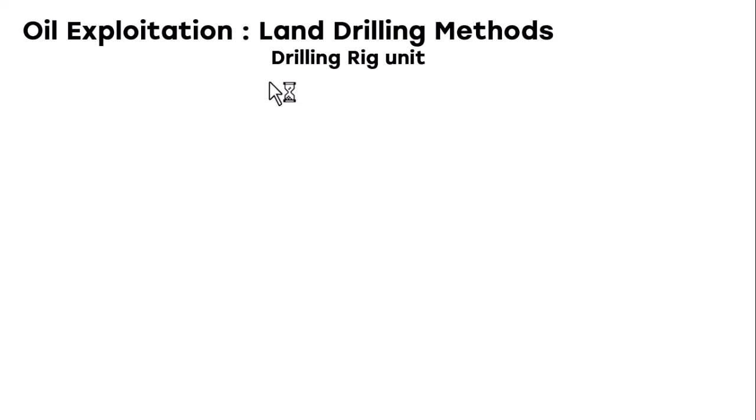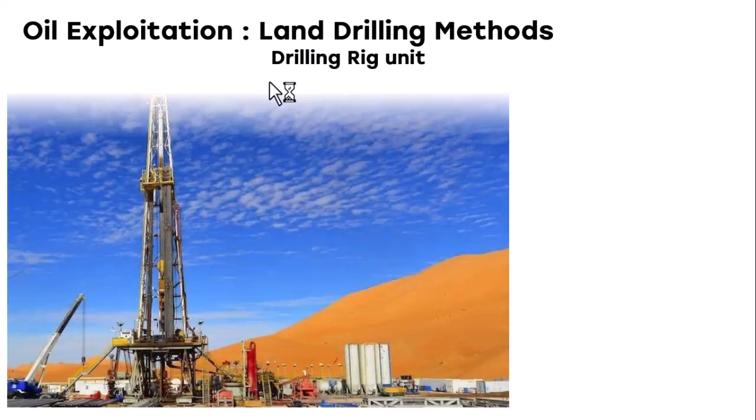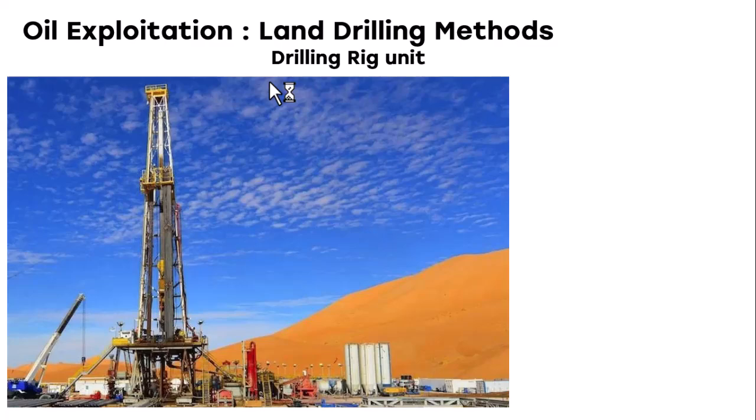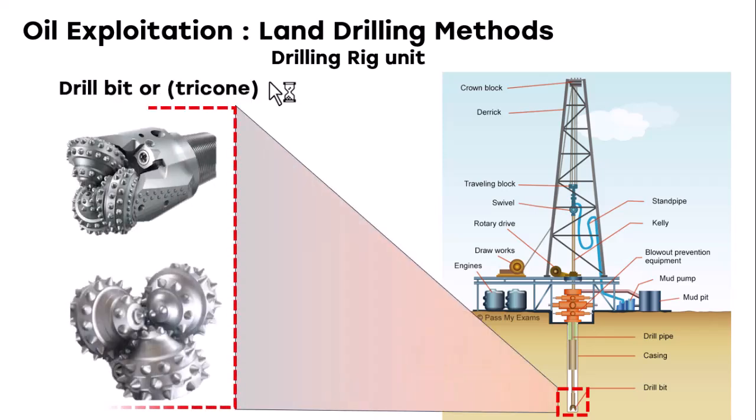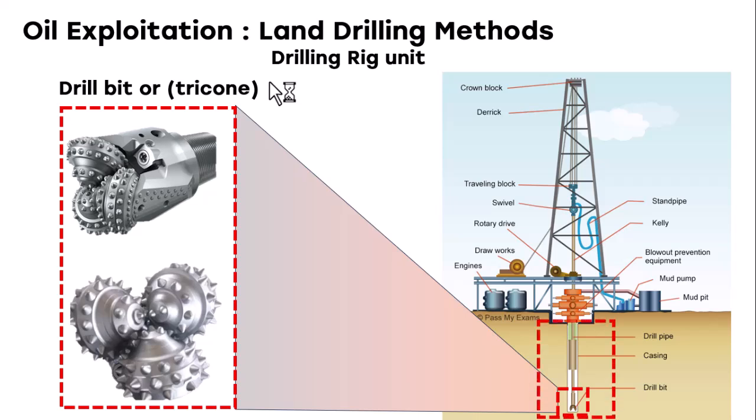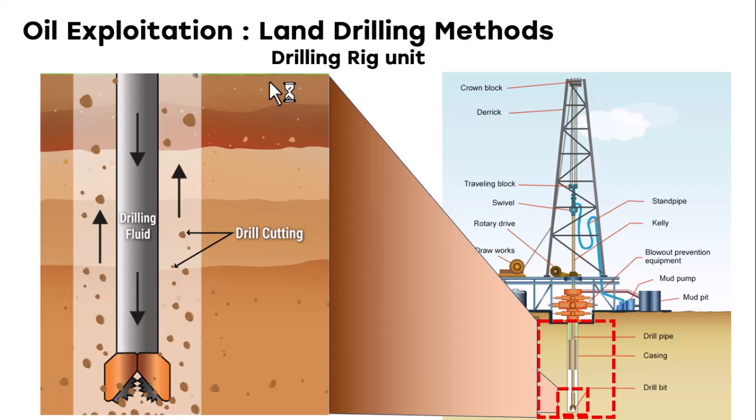Well drilling methods. Drilling rig units. In this image we can see a drilling rig. The most important part in this drilling rig is the drilling bit. This head is used to drill the earth layers. We can see this section. In this section we use the drilling fluid, which is also called drilling mud. This mud helps to drill the earth layers, and the cuttings are pushed out using the drilling fluid.